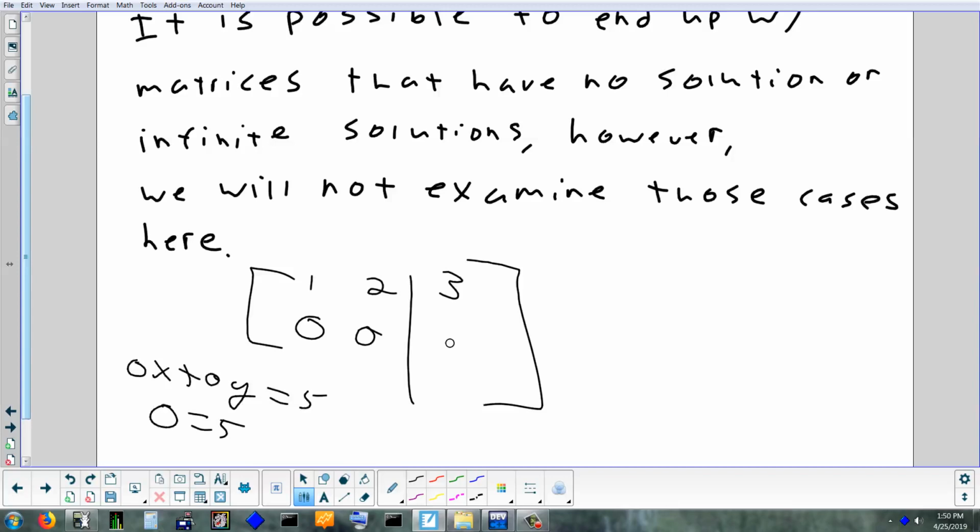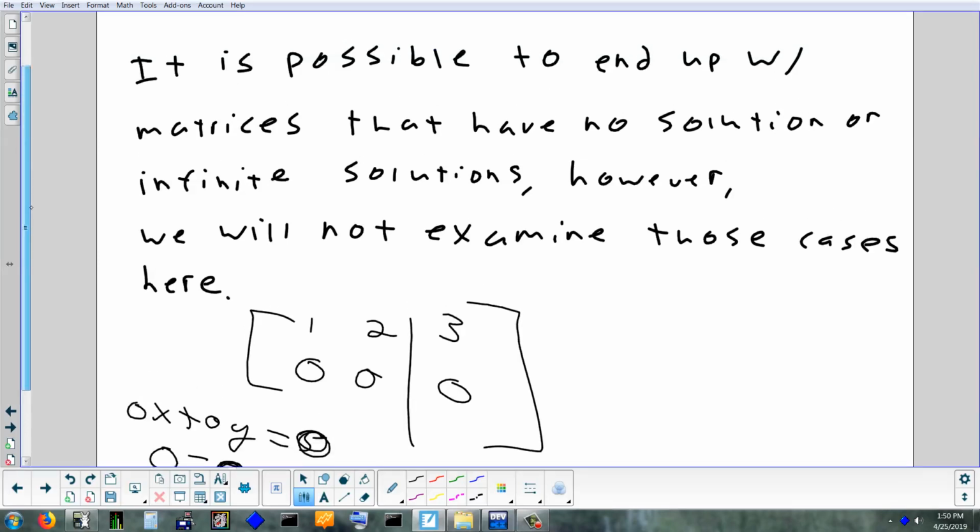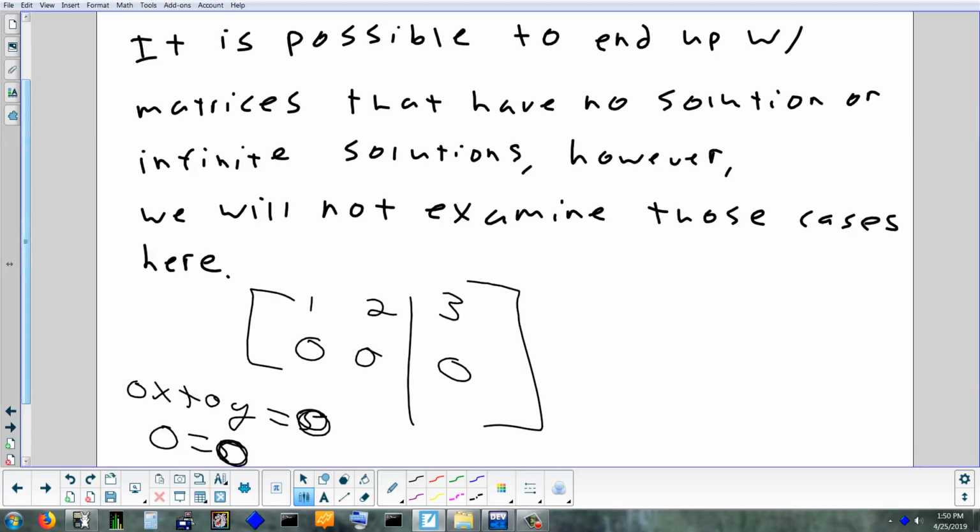Now, what do you think that one would be? That's infinite, because now you're saying 0x plus 0y equals 0, or 0 equals 0. So in a matrix, that's the equivalent of the special cases we did yesterday. But we're not going to spend any more time on that. Any questions on that? It's a little bit different, but it's a very organized way to do it.